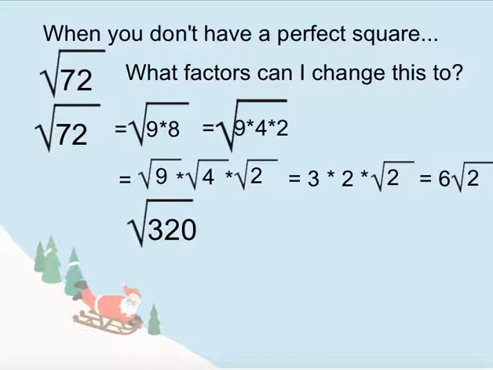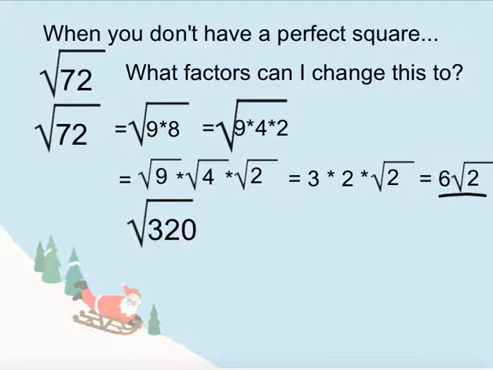So like with the square root of 72, I'll show it a couple different ways. So the square root of 72, we could say that's the square root of 9 times 8, which is the square root of 9 times 4 times 2, which we could do the square root of 9 times the square root of 4 times the square root of 2. We can simplify everything we can so that we end up with 6 root 2.